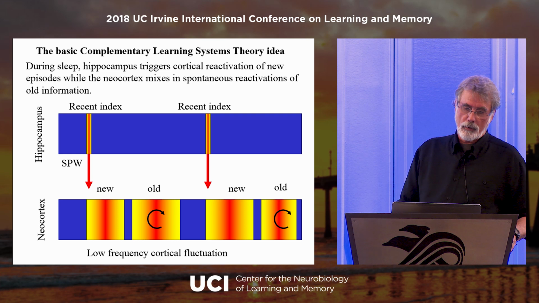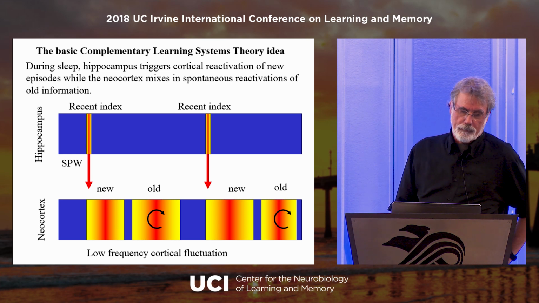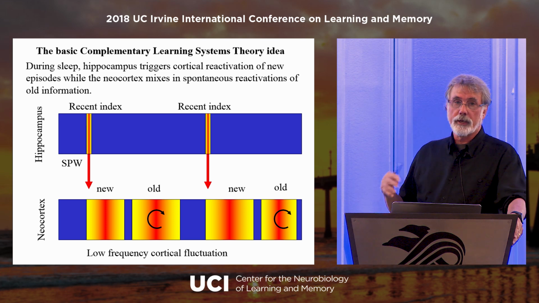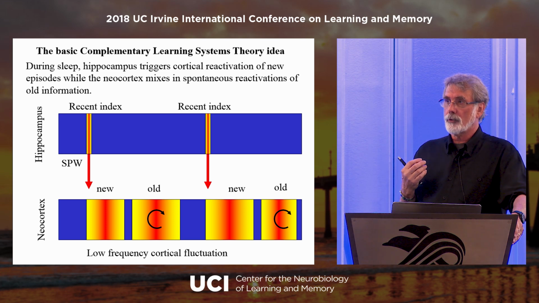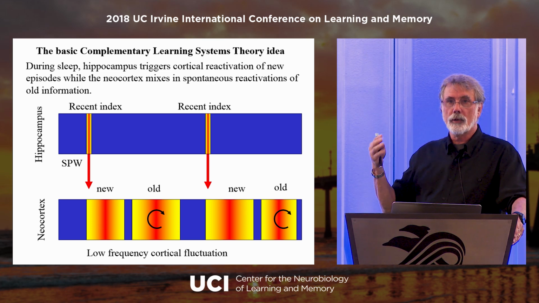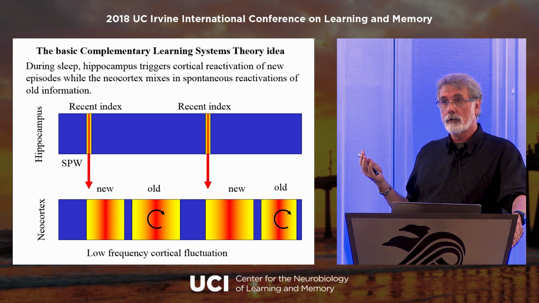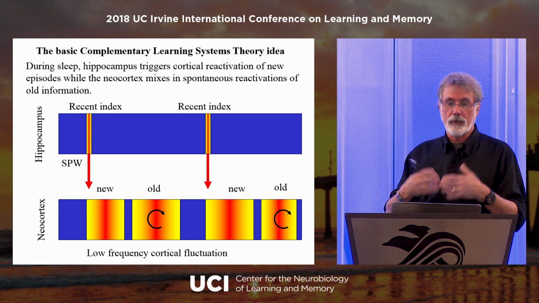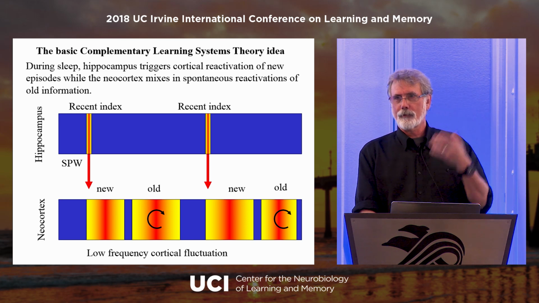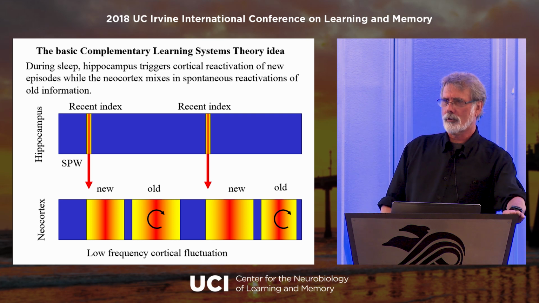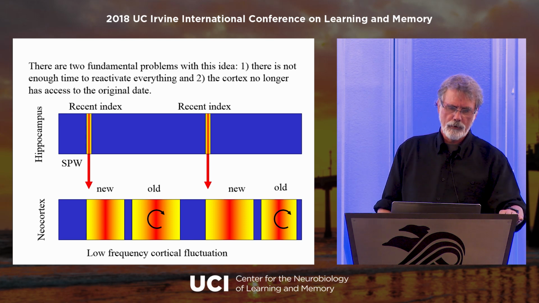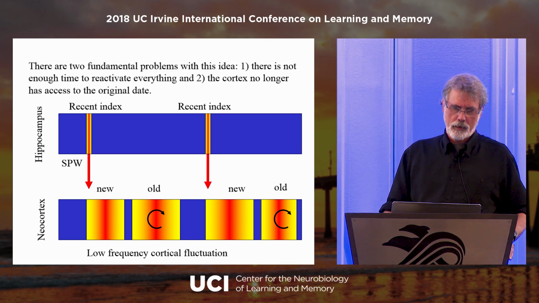So this is the basic complementary learning systems theory idea: during sleep, recent memory indices are replayed. That causes the cortex to retrieve the recent episodes, but at the same time, or in the same epochs, the cortex has to be spontaneously retrieving stuff it already knew so that you can have an interleaving of the old and the new. And somehow, a miracle happens, and from that comes categorical knowledge, which is something that's, I think, not well understood yet. There are two fundamental problems with this idea.